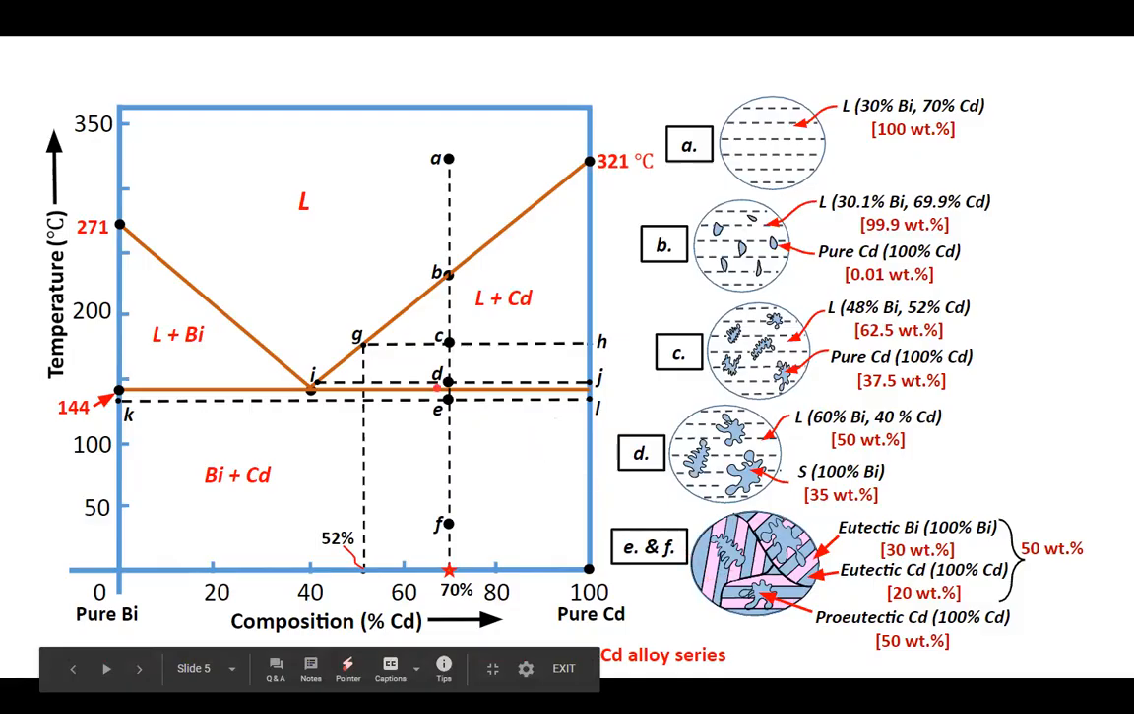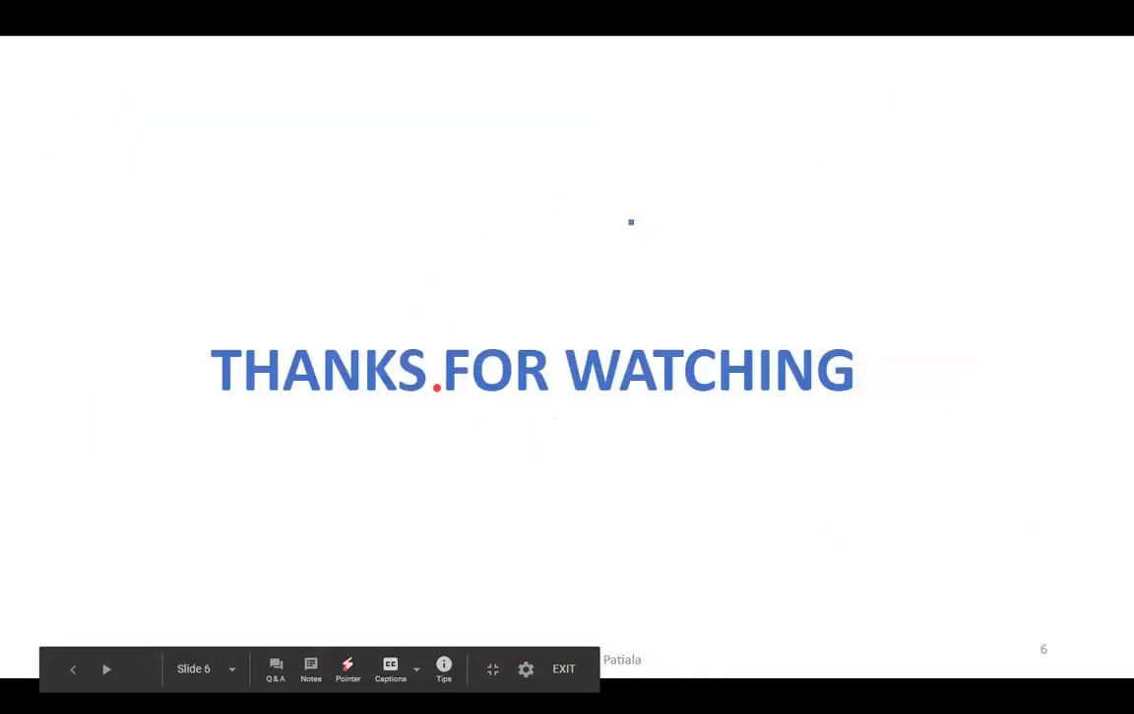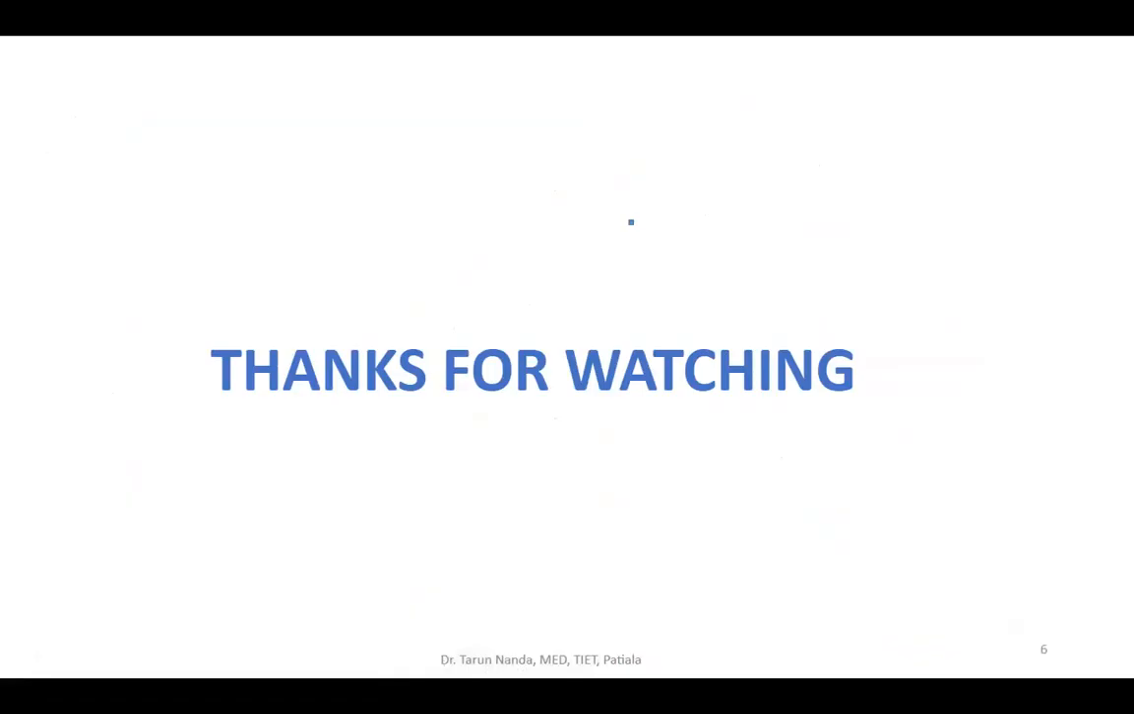So I hope you have understood this, and now the time has come that we will revisit whether this equilibrium diagram that we have constructed with the help of the experimental method of thermal analysis is absolutely correct or not, and if it turns out to be wrong, then what was the reason.